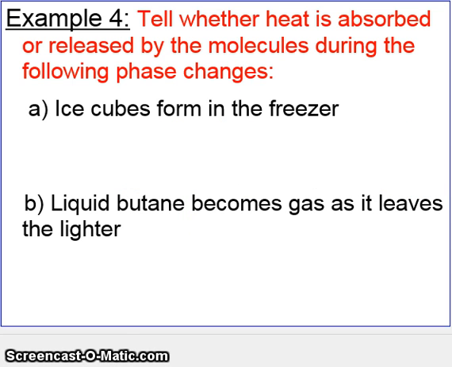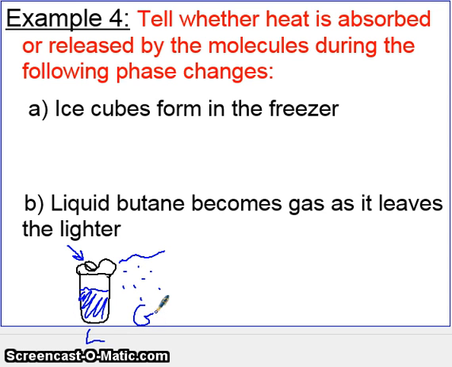And the second example is butane. Liquid butane becomes gas as it leaves the lighter. Now if you ever take a look at a butane lighter, your regular lighters, some of them are see-through, and you see that it's a liquid. But if you push down on the button, then you hear a gas coming out. And this is because butane is actually a gas at regular conditions. So whenever it goes from a liquid to a gas, the particles must speed up.